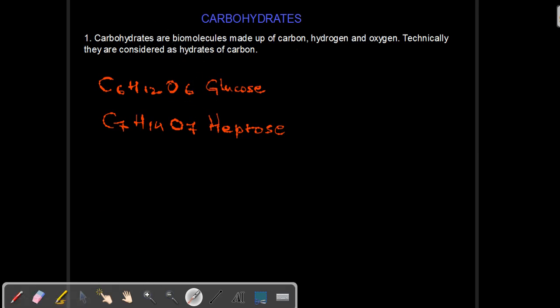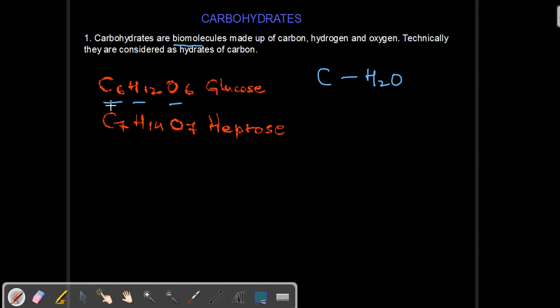The first part that we need to understand is that they are biomolecules. They're made up of carbon, hydrogen and oxygen, and they are hydrates of carbon, which means that each carbon atom has a molecule of water associated with it.